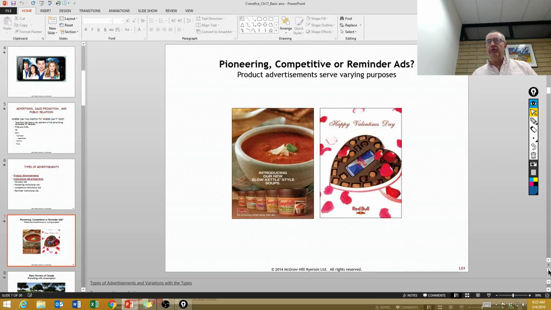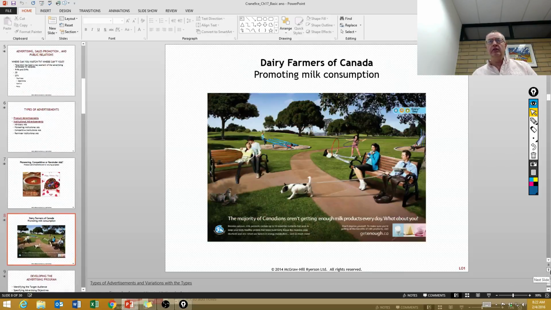We have an example of that in the book. It's milk. The dairies across Canada are trying to promote the consumption of milk, and really the suggestion here is that milk is better for you. The majority of Canadians aren't getting enough milk products every day. What about you? They're suggesting that milk is better for you than water or coffee or soft drinks. So this is a competitive institutional ad, just promoting the product class.